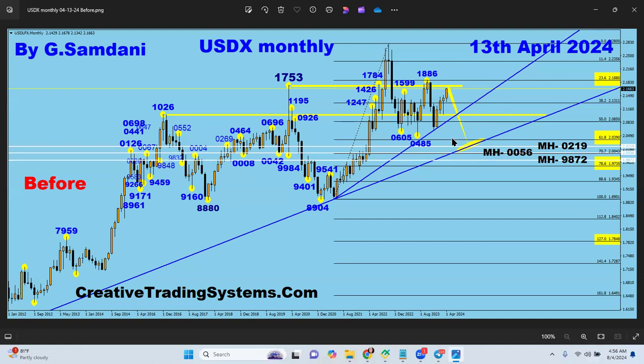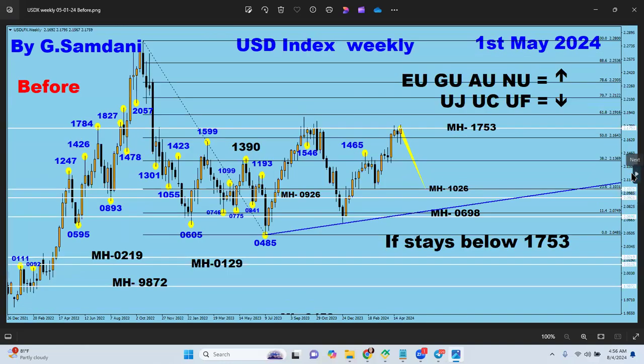In the meantime, I also started making the weekly chart, which is this one I made on the 1st of May. It has the same number here, 1753. This is how the weekly chart looks. We were supposed to be dropping from there, with 1026 as the first target.